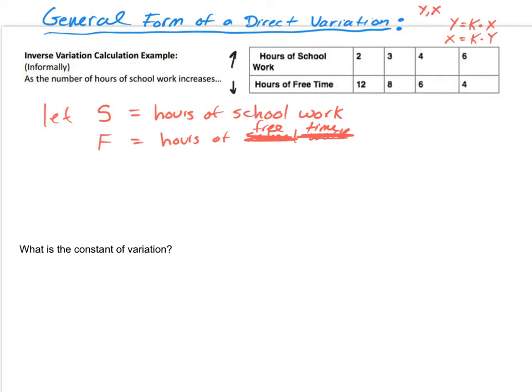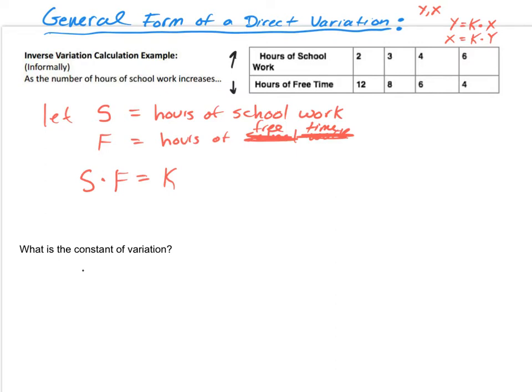If we know there's an inverse relationship between s and f, meaning as one goes up, the other goes down, we also know that the constant of variation is found by taking s times f. And this is that variation constant that holds. So if I look at s times f, that product is going to hold. So in this problem, the constant of variation k can be found by taking s times f.